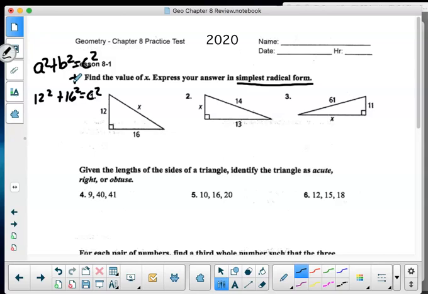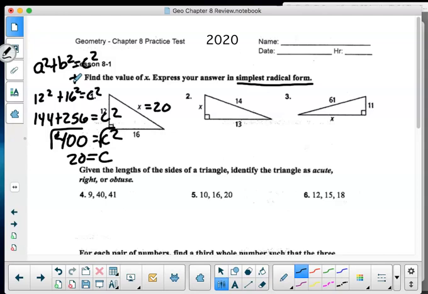Okay, so now I got 144 plus 256 is equal to c squared. I add those together, and I get 400. 400 is equal to c squared, and c, if I take the square root of both sides, gives me 20. So that was kind of nice. I don't have a radical there, but I know that that's my answer right there.